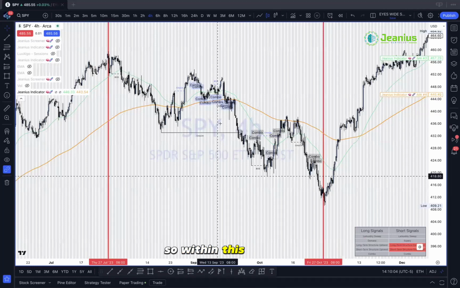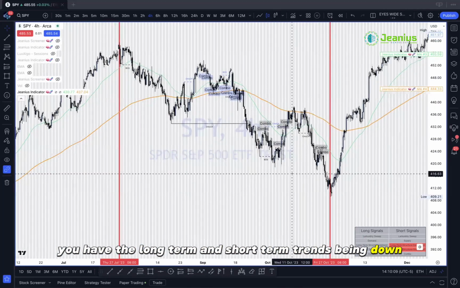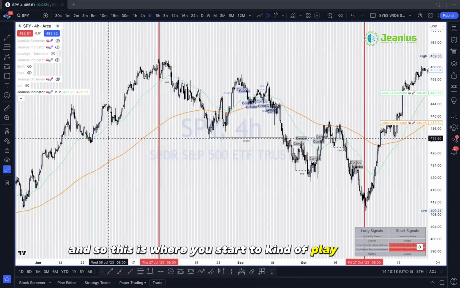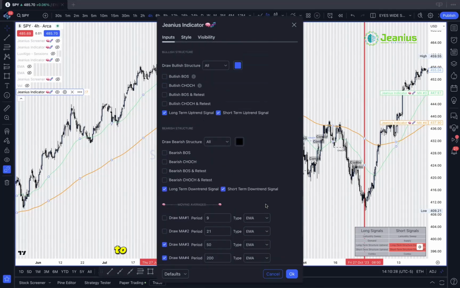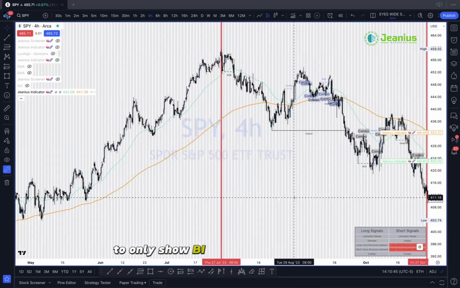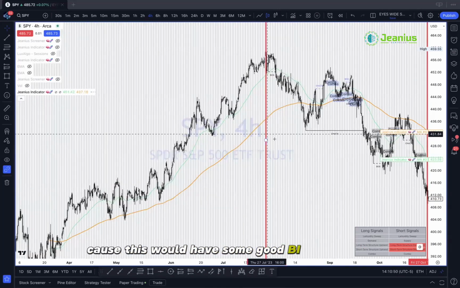So within this interval, you have the long-term and short-term trends being down, but you're getting some weird signals. This is where you got to play with those settings to figure out which one works the best. For me, I'm going to keep the short-term on. And I also want to see what happens if I put on the conditions for the moving averages to only show buy signals and sell signals. I should have included this one because this would have had some good buy signals in it.